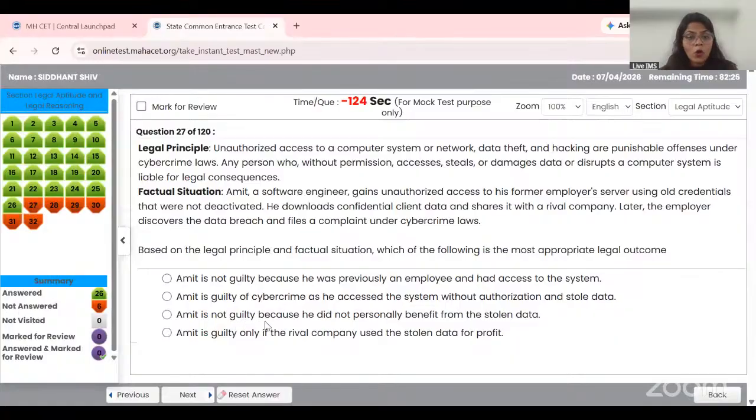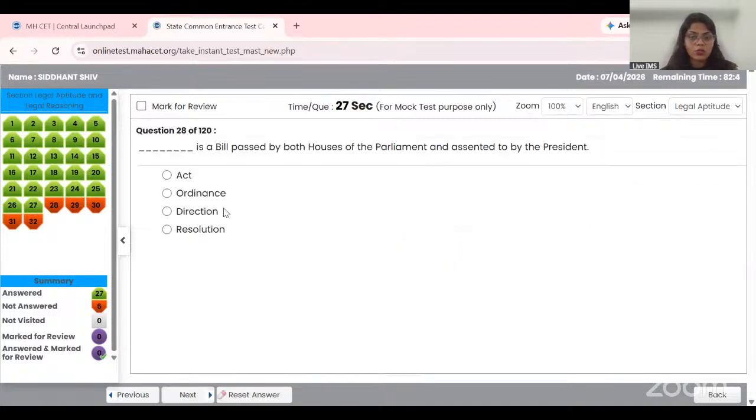Okay, is not guilty. Again, it is not the correct answer. Next is he is guilty only if the rival company used the stolen data for profit. That does not work. The principle is not talking anywhere about how that data is used. It is only talking about the action, the commission part of it. So yes, Amit is guilty. So we will move on to the next question.